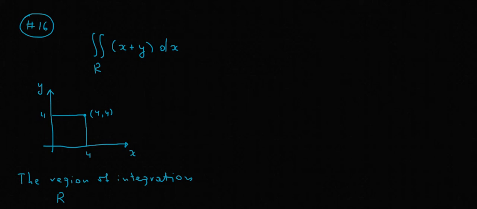In problem number 16, we need to calculate the double integral of the function x plus y with respect to the area over the region of integration, which is the square in the xy plane. The side length of the square is 4, and the vertices are at the points (0, 0), (4, 0), (4, 4), and (0, 4).